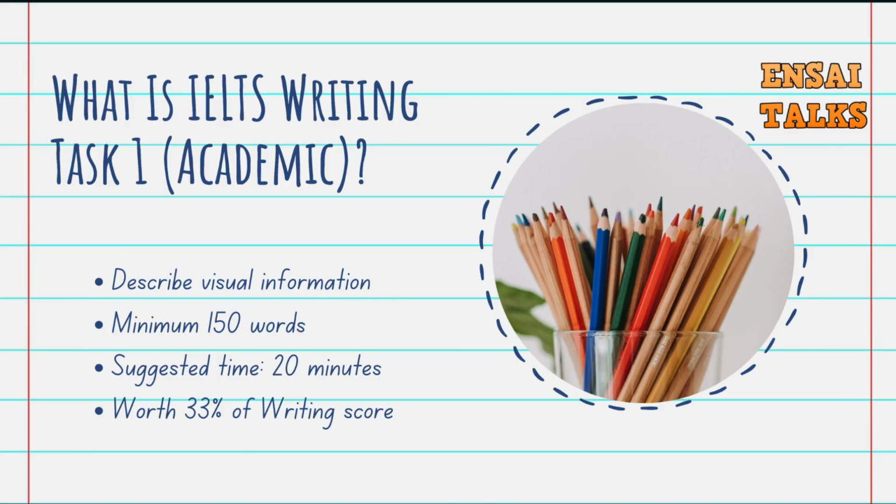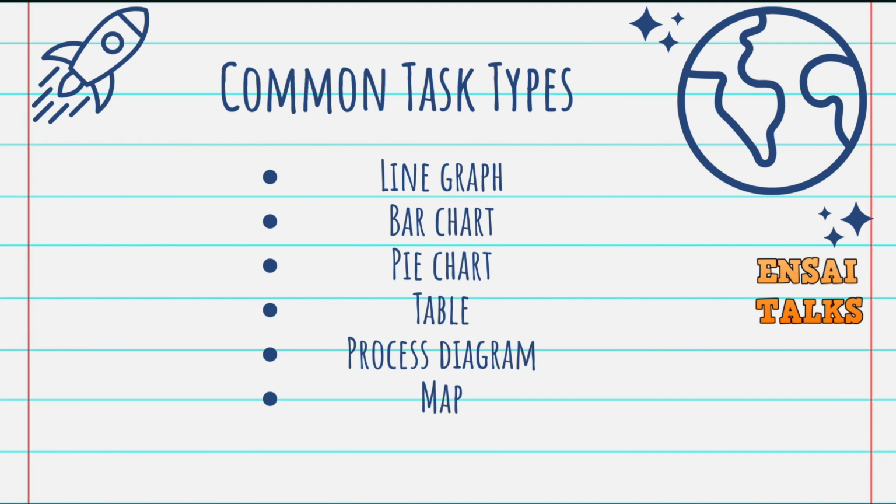In academic Task 1, you are not giving opinions, you are reporting information from a visual source. Your job is to summarize the key features and compare the data accurately. You may see one or more visuals. The language changes slightly depending on task type, but the structure remains mostly the same.